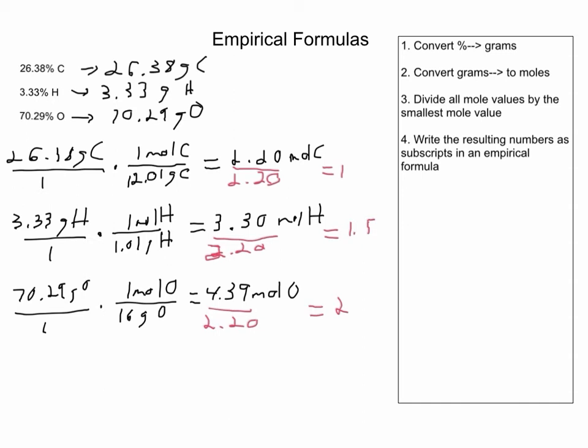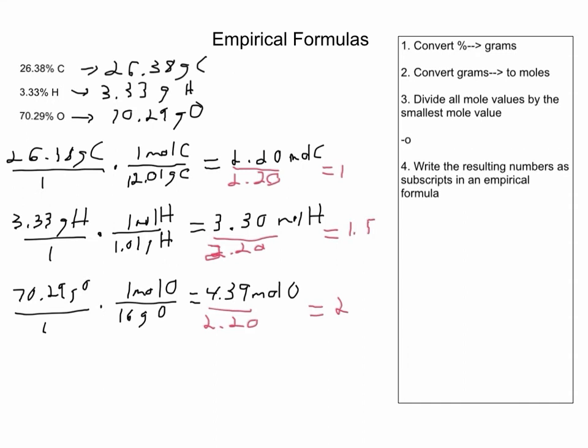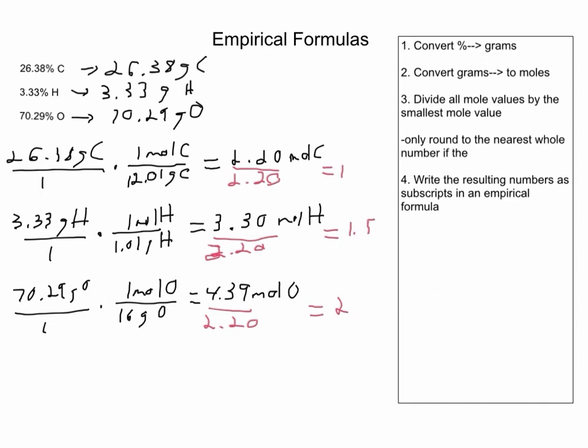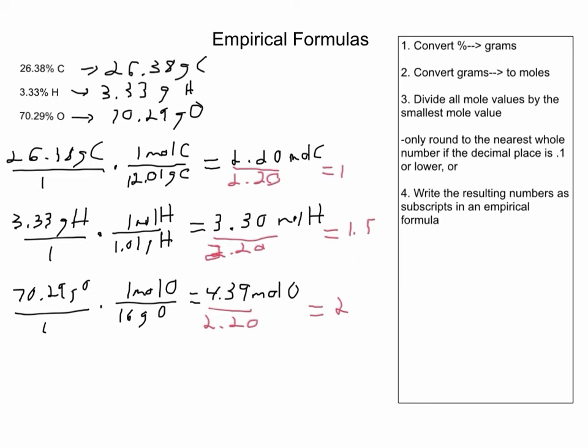So I need to give you some rounding rules for when you divide by the smallest value. Only round to the nearest whole number if the decimal place is 0.1 or lower, or 0.9 or higher. And if you had 0.89, that's about 0.9, so you could round that up. But if you have a decimal that's 0.5 or 0.3 or 0.6, you can't round that.